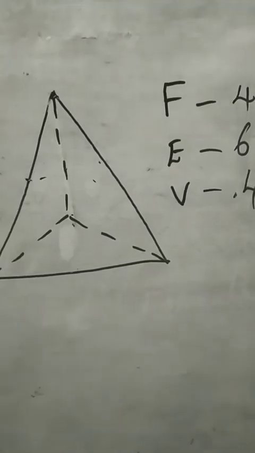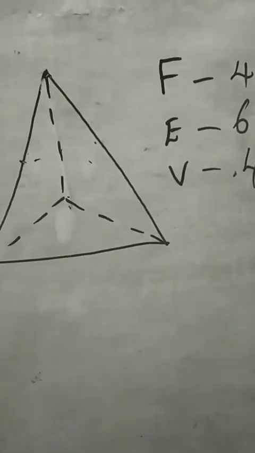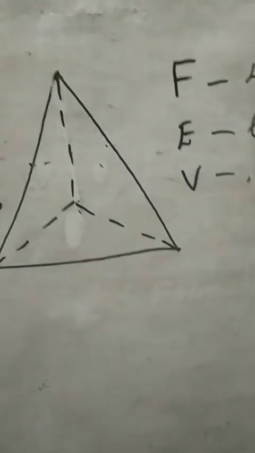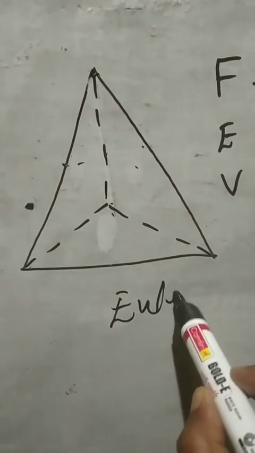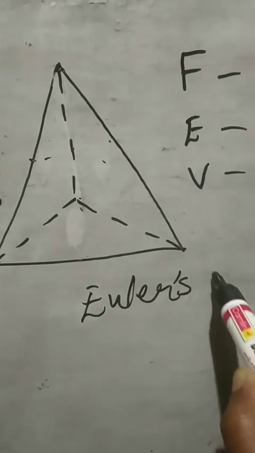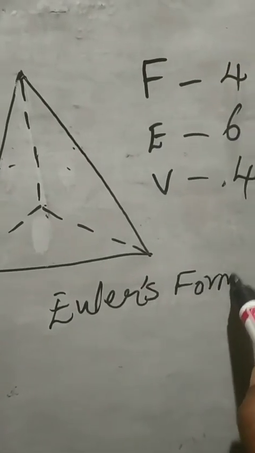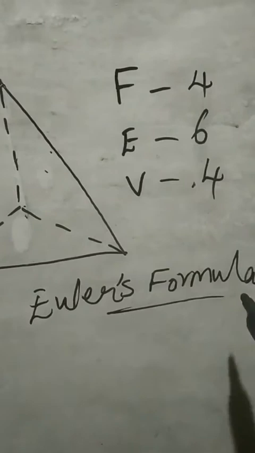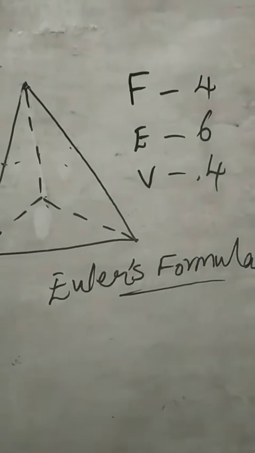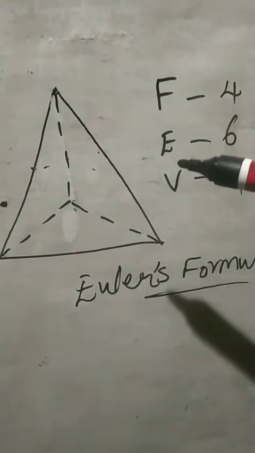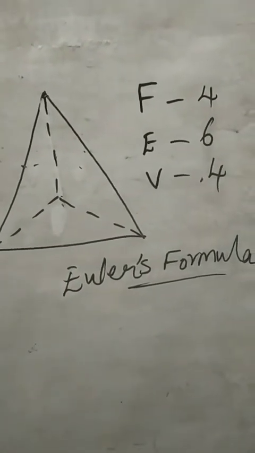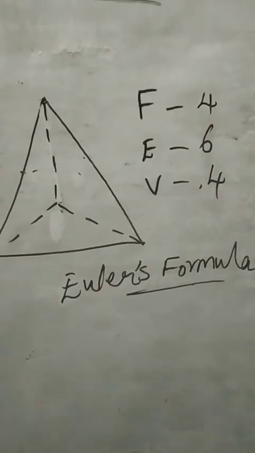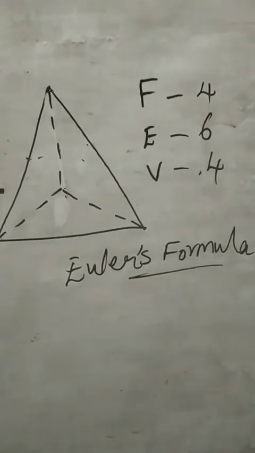Then we know that there is a relation between faces, edges and vertices. That formula is known as Euler's formula. What is that? We can discuss it with the help of the faces, edges and vertices of the cube and triangular prism. This is true for all 3D shapes. Clear?